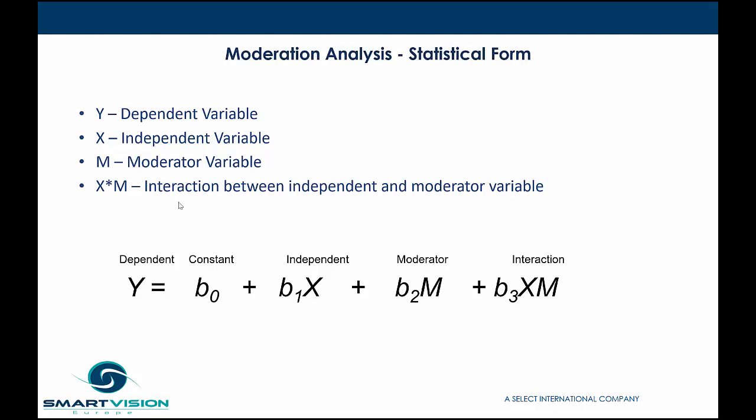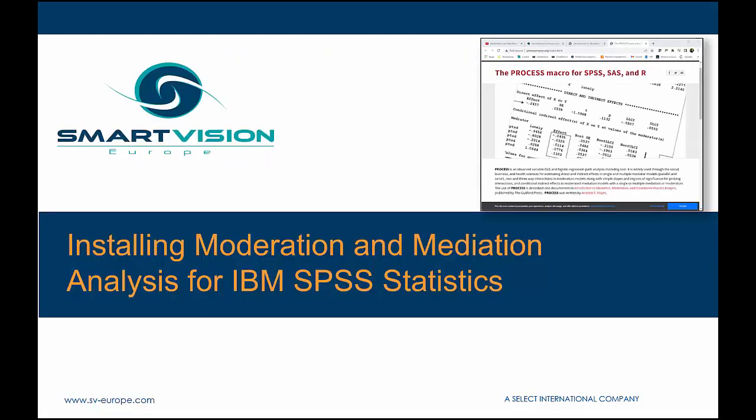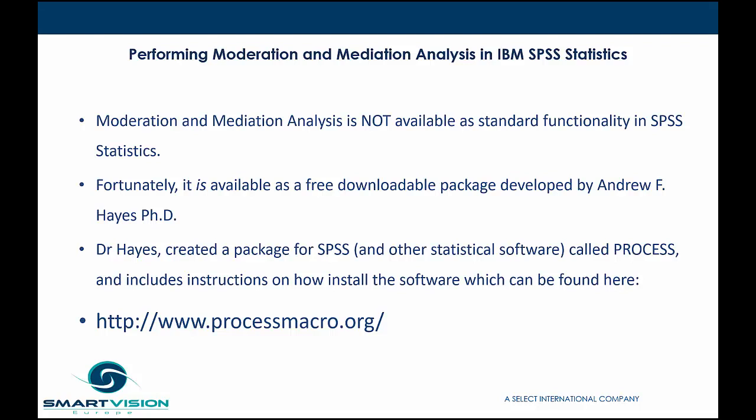If you want to go a bit deeper though in moderation analysis, and certainly if you want to do mediation analysis, then you might need a bit of help. It turns out that you can install an additional procedure that will do moderation and mediation analysis. It's not available as standard functionality within SPSS Statistics, but it is available as a free downloadable package developed by Andrew F. Hayes. Dr. Hayes created a package for SPSS and other statistical software such as SAS and R called Process. So the Process procedure is one of the things which allow you to do moderation and mediation analysis in IBM SPSS. You can download it.